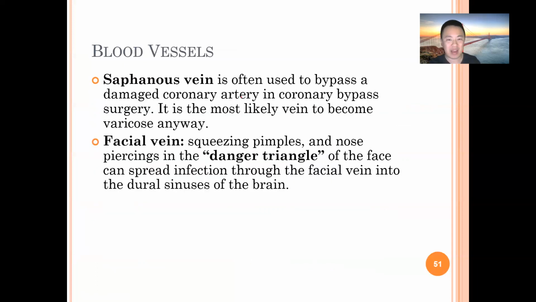Okay, the saphenous vein here is often used to bypass a damaged coronary artery in the coronary bypass surgery. It is the most likely vein to become varicose or twisted anyway, so that's why they'll use it. The facial vein here, when you squeeze pimples and the nose piercing, it gets into the danger triangle of the face where any sort of microbe that makes its way through there can end up in your dural sinuses of the brain, can cause some pretty bad infections.